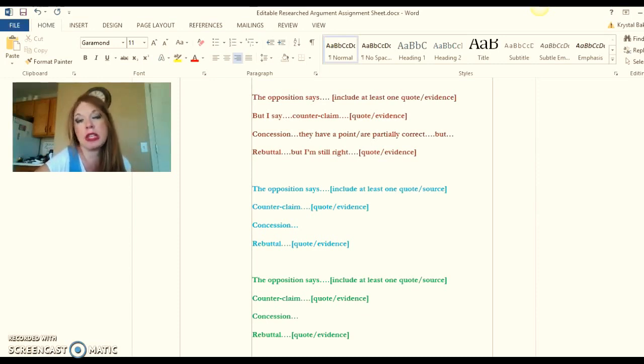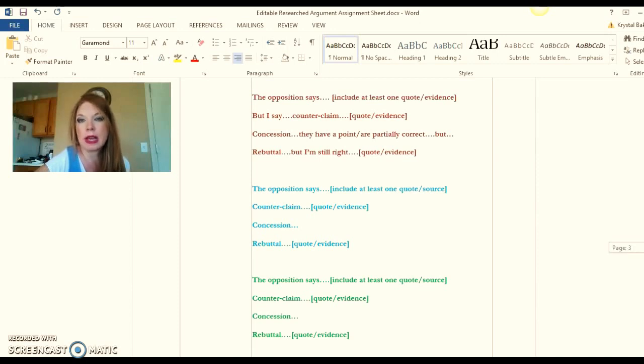Each of these lines of argument can be a few paragraphs long. I'm guessing probably 2 or 3 for each one, depending on how fleshed out you make these. You need to have at least one quote or data piece of evidence from a source for the opposition. And then you need to have at least 1 to 2, maybe 3, pieces of data or evidence or a quotation from your source in favor of your point of view here.